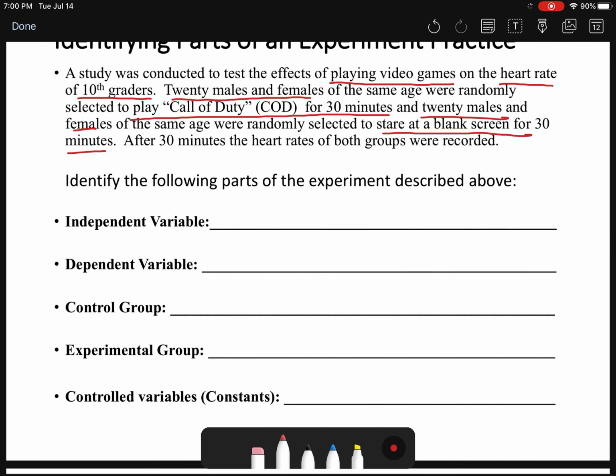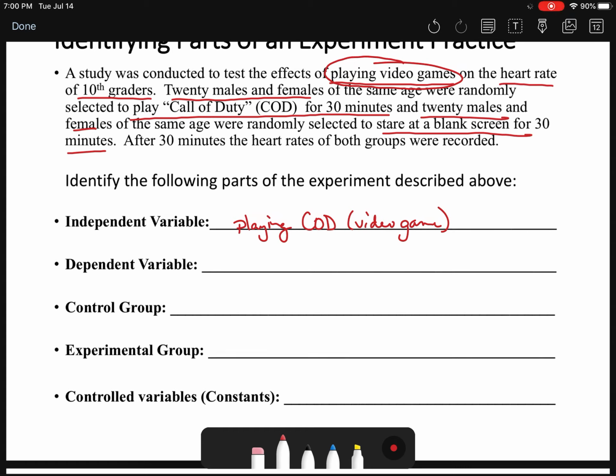The independent variable is what you are changing or testing in the experiment. So what's the difference between those 2 groups? It's right in your first sentence here. It's playing COD, or the video game. Because one group is going to play that, the other group is not. So that's what we are changing in our experiment.